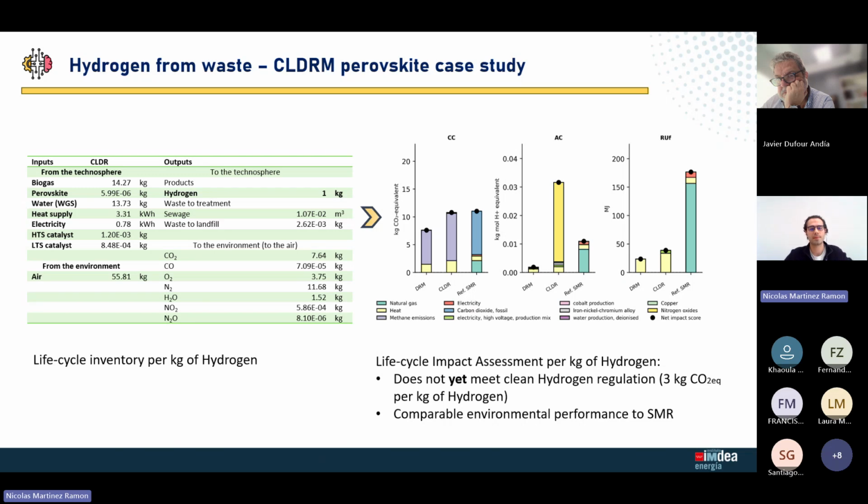So this Aspen Plus simulation, as I said, enabled us to obtain the life cycle inventory, which is shown on the left, which, when we perform the impact assessment, generates the results on the right. We see that we're assessing the CLDR, the bar in the middle, for all categories. We have climate change, acidification, and resource use of fossil fuels. And then we see that the performance does not meet the regulation for climate change of RED 3, which is 3 kilograms of CO2 equivalent.